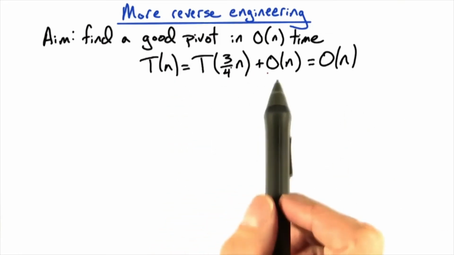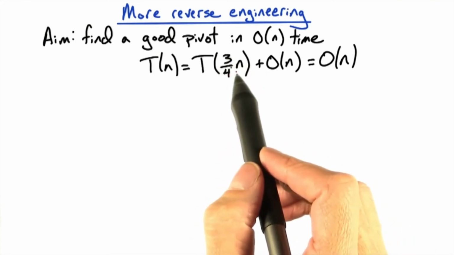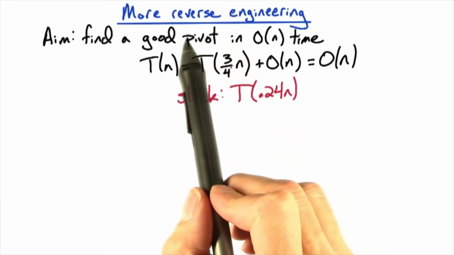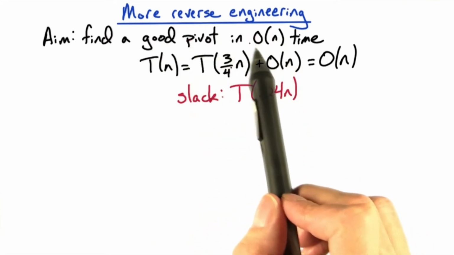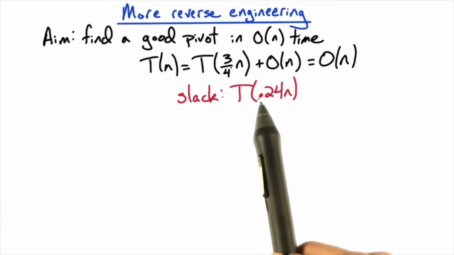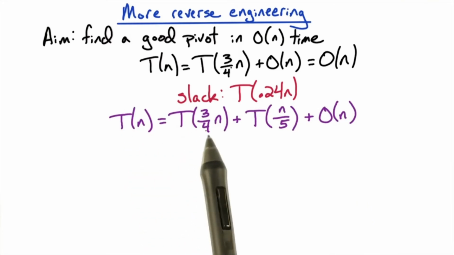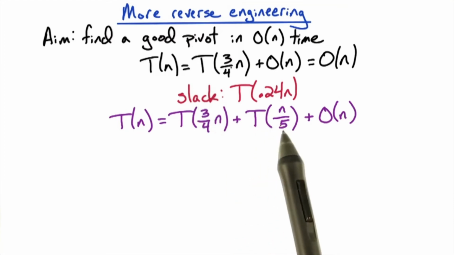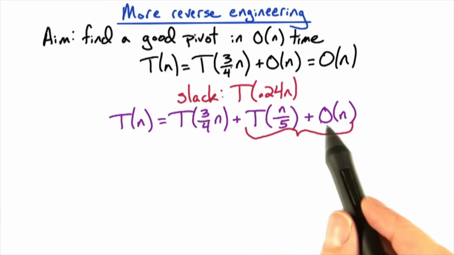Now we have a bit of slack in this recurrence. In particular, recall that instead of having 0.75 n over here, we could have had 0.99 n. We just need some constant less than 1. What we're going to do is use this extra slack as extra time to help us find a good pivot. So now we're going to spend, instead of just order n time to find a good pivot, order n time plus T of 0.2n. So we're going to design an algorithm with the following running time. T of n is at most T of 3/4 n, this is for the subproblem once we find a good pivot, plus T of n over 5 plus order n. This T of n over 5 plus order n is going to be the time it's going to take us to find a good pivot.